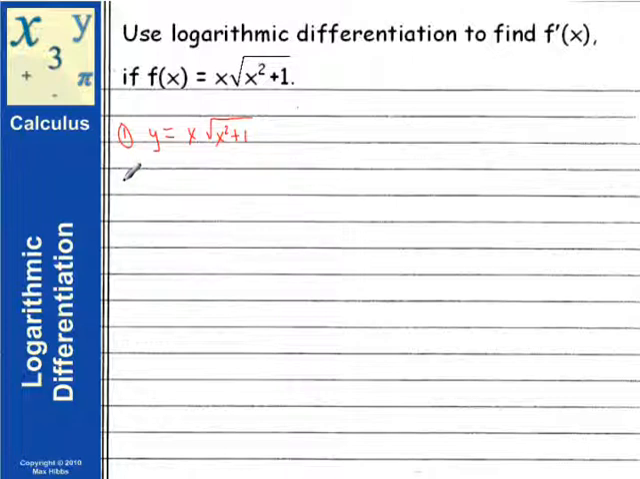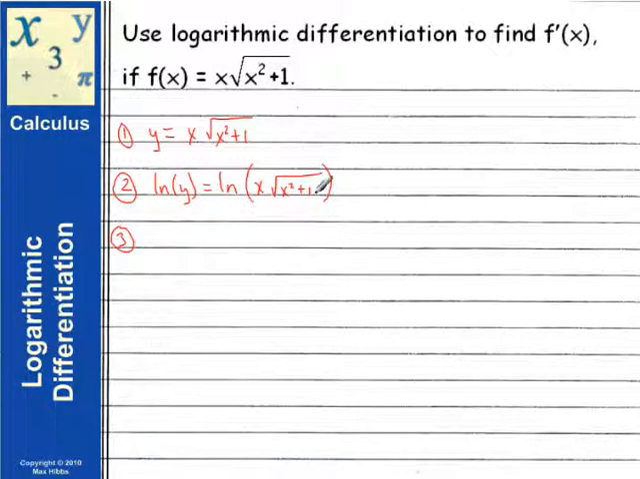Now, the second step is to take the natural logarithm of both sides of this equation. So we'll take the natural log of the left side, so that's the natural log of y, and that's equal to the natural log of the right side, so the natural log of x times the square root of x squared plus 1. Now the third step is to use the three laws of logarithms and any other algebraic techniques to simplify the right-hand side. The left-hand side is always going to be the natural log of y.